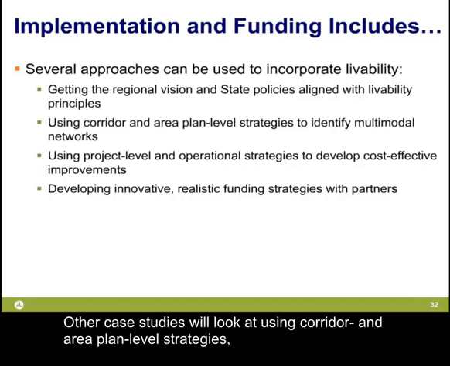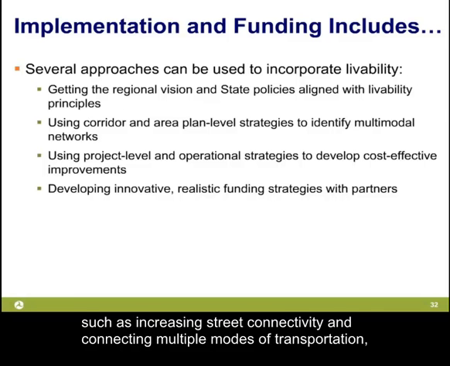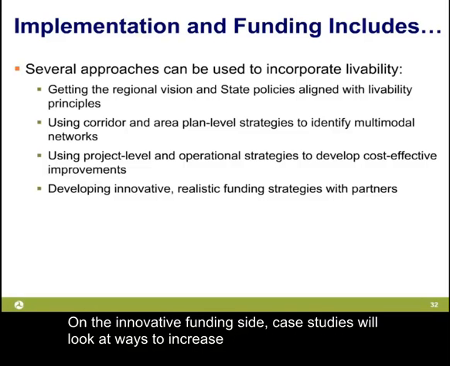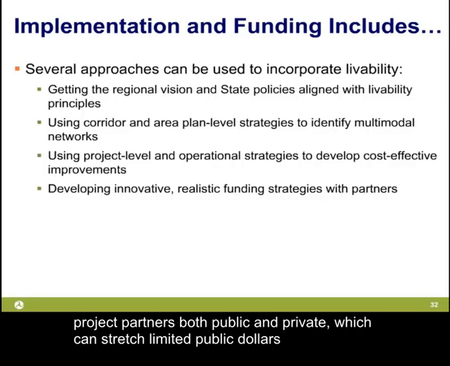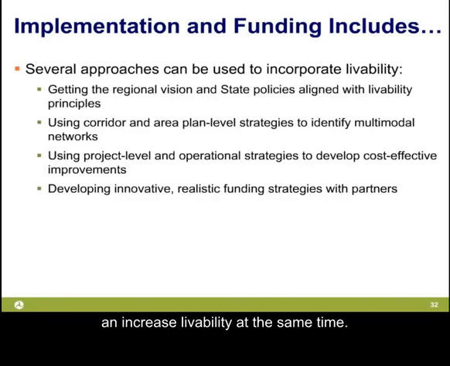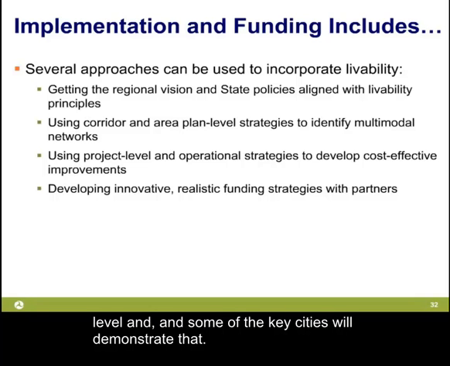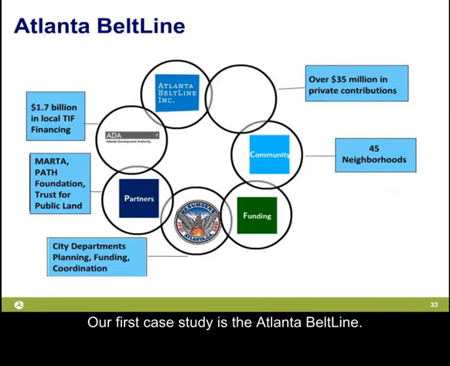Other case studies will look at using corridor and area plan level strategies, such as increasing street connectivity and connecting multiple modes of transportation. And finally, using project-level strategies such as performance measures and project phasing. On the innovative funding side, case studies will look at ways to increase project partners, both public and private, which can stretch limited public dollars and increase livability at the same time. The private sector can be instrumental in advancing livability at the local level, and some of the case studies will demonstrate that. Our first case study is the Atlanta BeltLine.